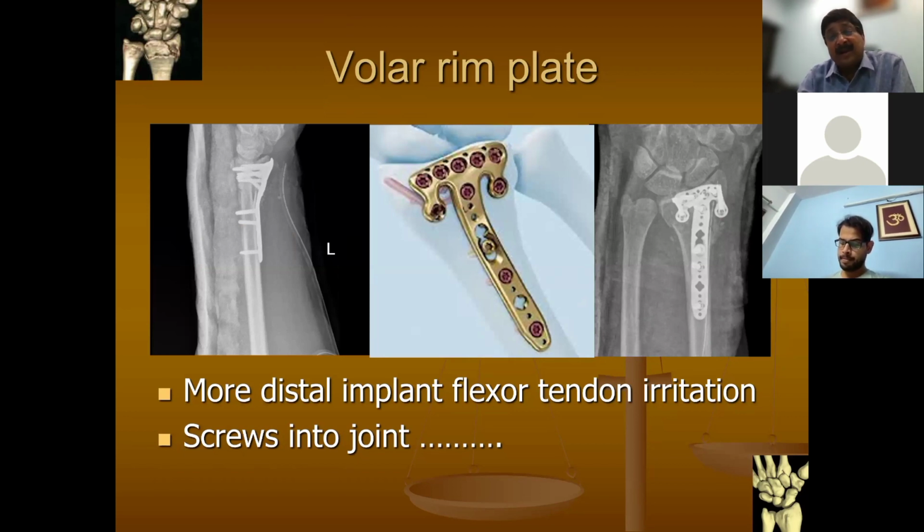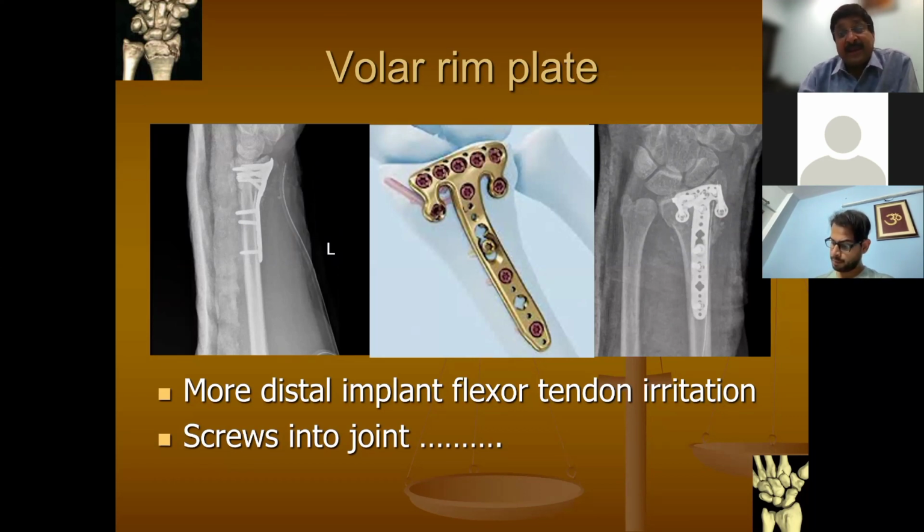This is one of the implants, which is what we call a volar implant. Again, this is by Synthes, but other companies are also, I think, bringing these kinds of implants. This was one of the first implants which actually crossed the watershed line, and that is why the implant sometimes irritates the flexor pollicis longus and FDP, because it becomes a little bit proud on the volar side, and we have to be very careful not to put our screws into the joint.